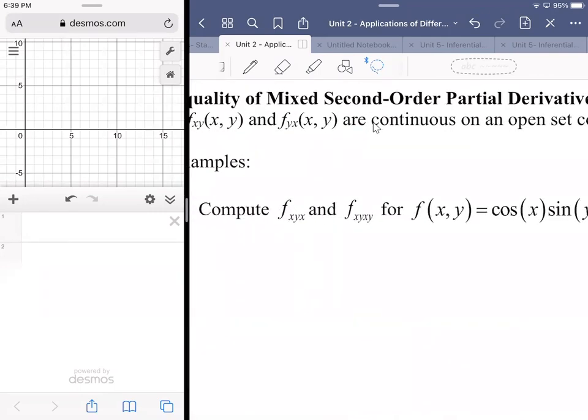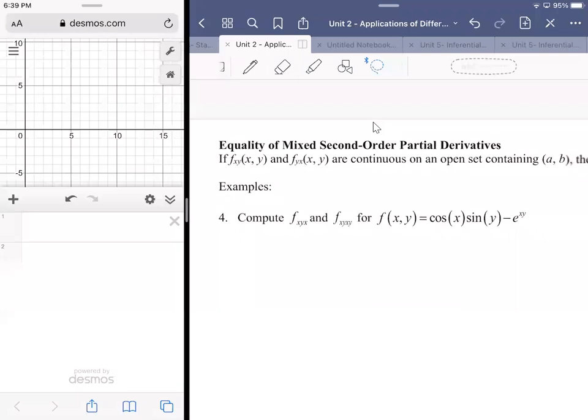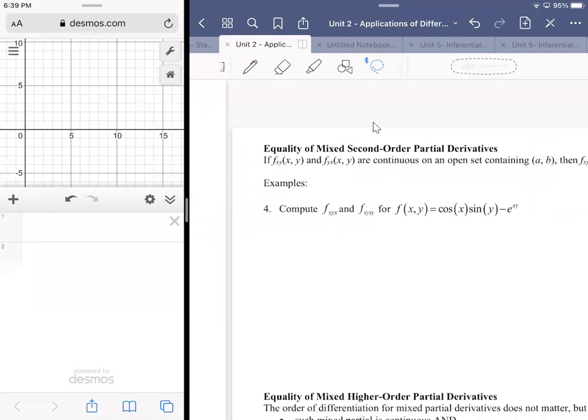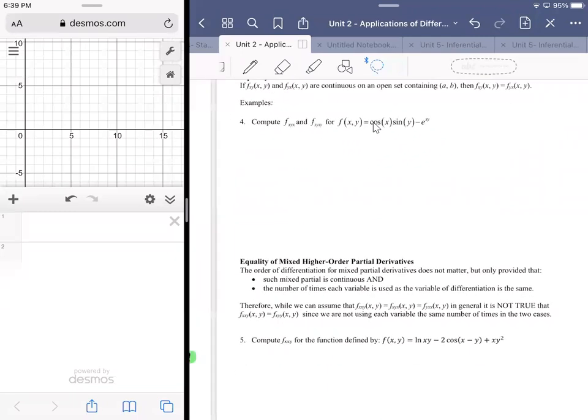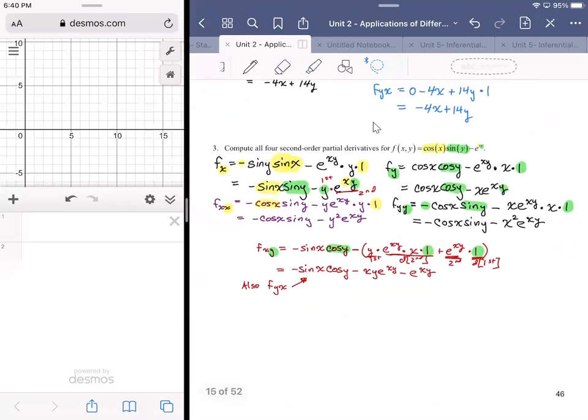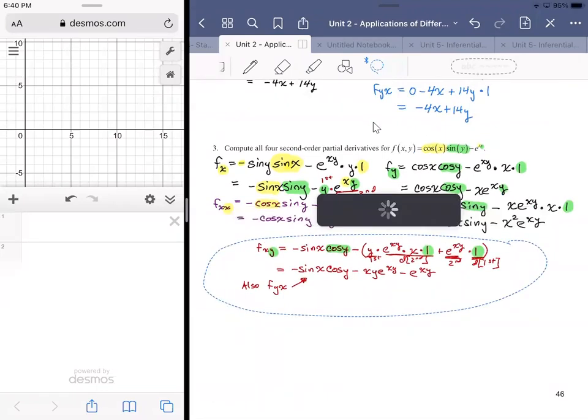Now I'm just being mean here. It's the same function, but it's saying find f sub x, then f sub x y, then f sub x y x. So it's saying just go the next level and then the level after that. So I really am going to take the mixed second order partial stuff, grab that.